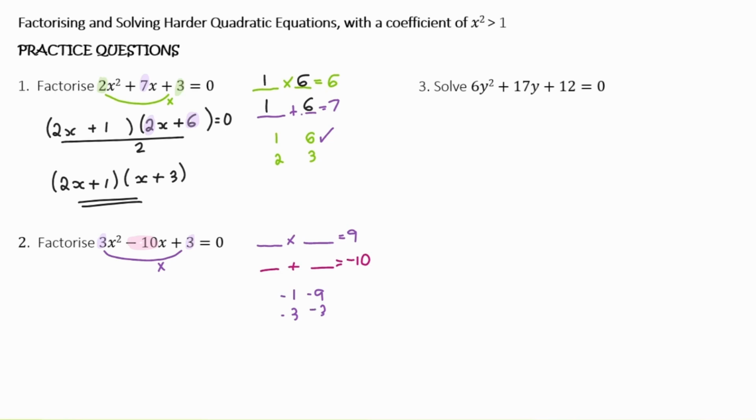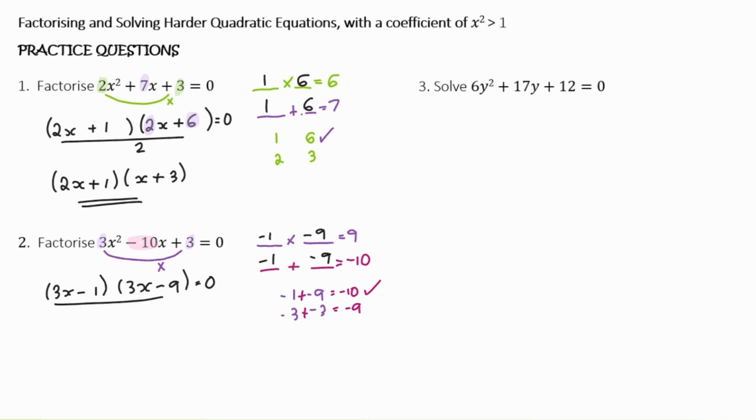of 9. So if we add these to see which one gives us negative 10, the first one gives us negative 10 and the second one gives us negative 9. So we are going to use negative 1 and negative 9. So for the first term, we are going to put 3x in the first bracket and the first factor, which is negative 1. And for the second bracket, we are also going to put 3x. And for this one, we are going to put negative 9.